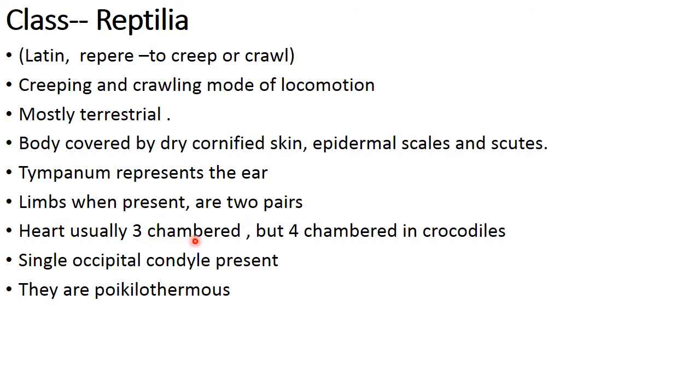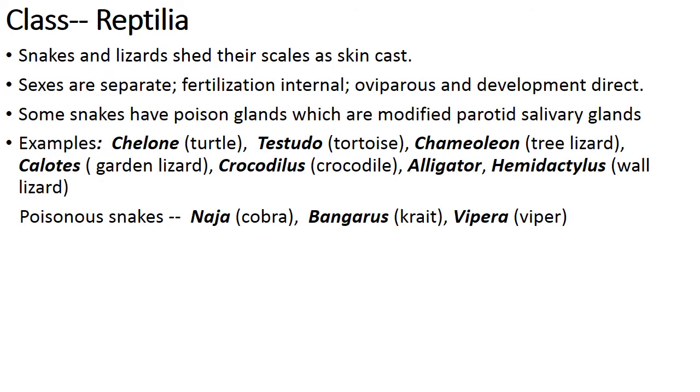Heart is usually three chambered, that means two auricles, one ventricle hai, but a four chambered heart will appear for the first time in crocodiles. There'll be a single occipital condyle. Do kisme the, amphibia mein aur mammals mein; yahan pe single occipital condyle is present. These are poikilothermous, that means they are cold-blooded.